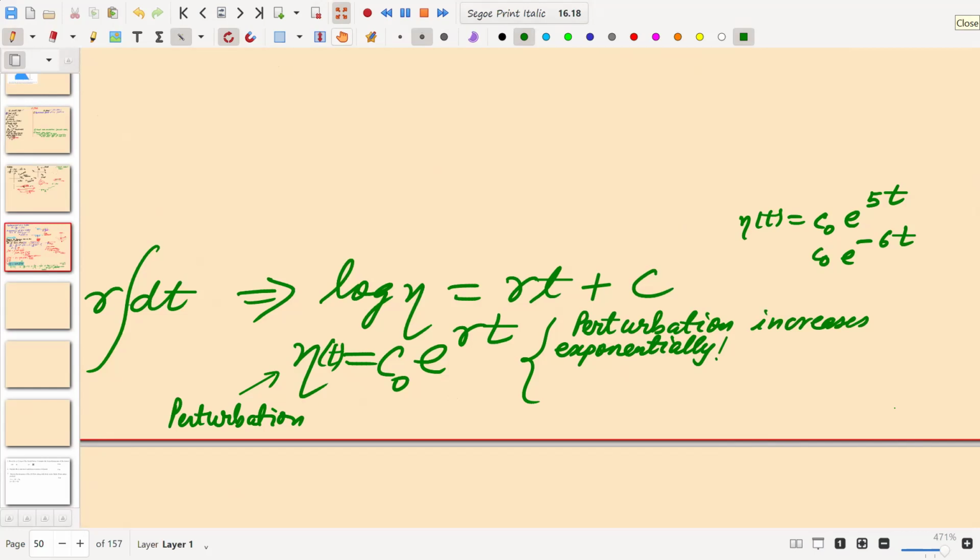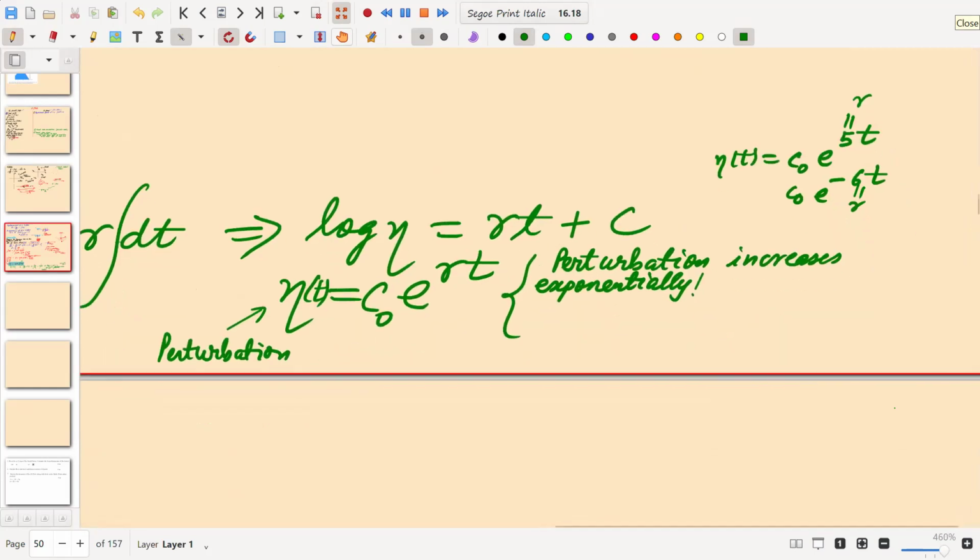Now, if you have c naught e to the power minus 6t, what happens? As time increases more and more, it will converge towards zero. Now the perturbation is coming to zero, close to zero. What does it mean? It is very close to the equilibrium point. That means you have come back to the equilibrium point, which means your equilibrium point is stable. Can you see how beautiful the derivation is? I mean, fully packed with logical ideas. Okay. So this 5 is R, here R is minus 6. So what does it mean?